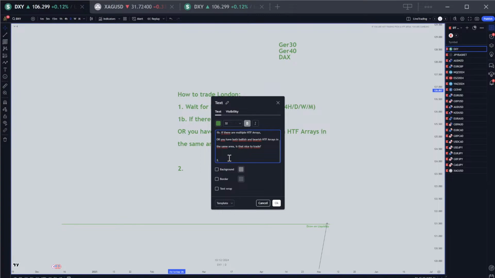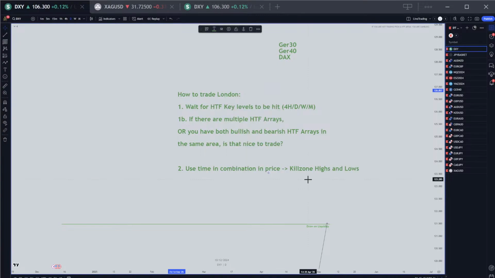Okay. So higher time frame array. Then use time in combination with price. So when highs and lows are formed in a kill zone, let's say right now. So now, at the time of recording, it is 3:12 a.m. EST. Could be a nice time to set a higher low to start the structure. Same in New York session, 8:30, 9:30, 10 in the kill zone. Would be nice. Most of the time you see highs and lows being created around the 9 a.m. candle. Why is that? It's because it's the New York open.